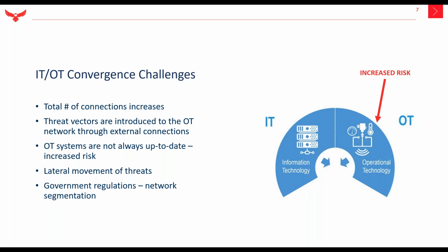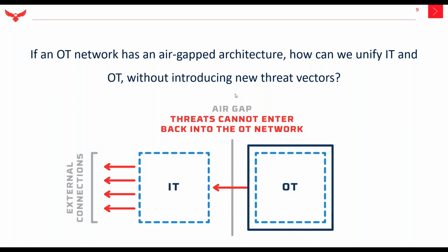Although IT and OT convergence increases and centralizes visibility of the two networks, it also introduces new threat vectors to the OT network and increases the number of connections. Mark Toussaint will provide some insight into a few use cases of the OT and the IT boundary connections.